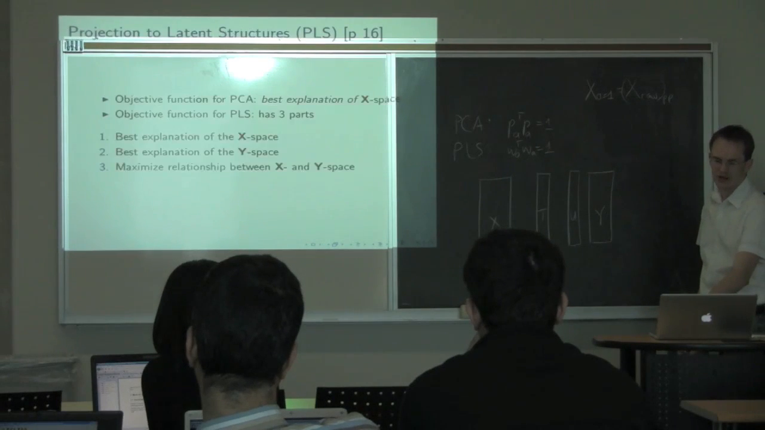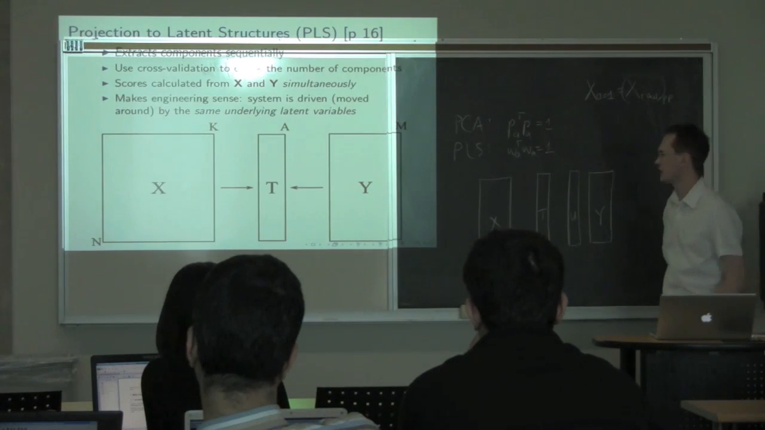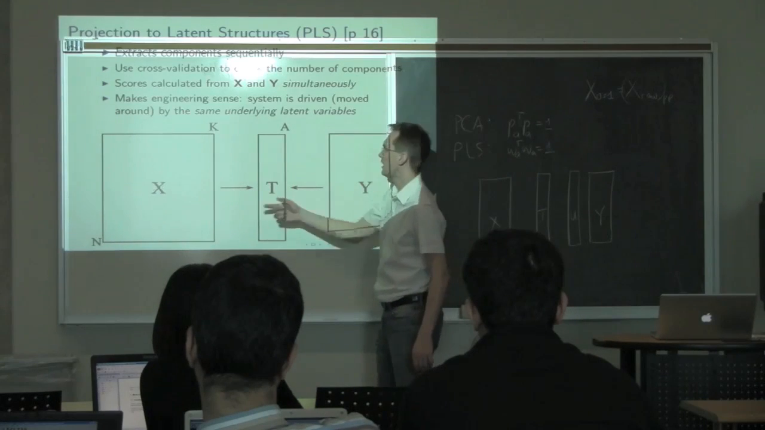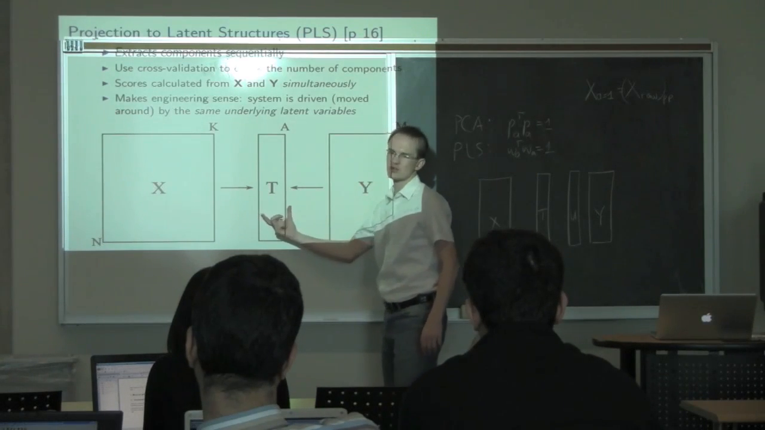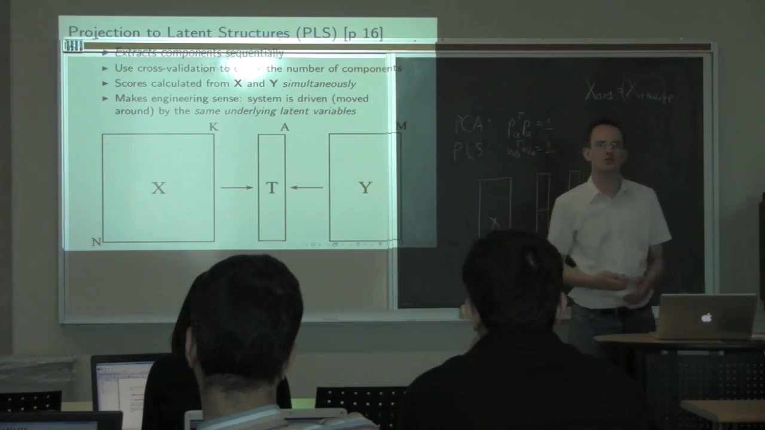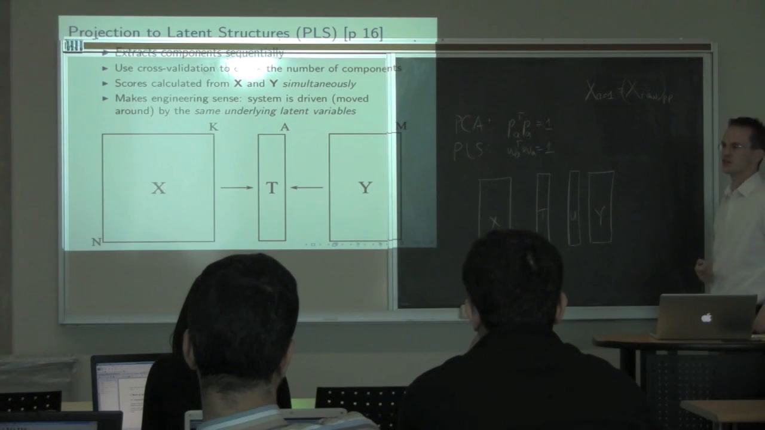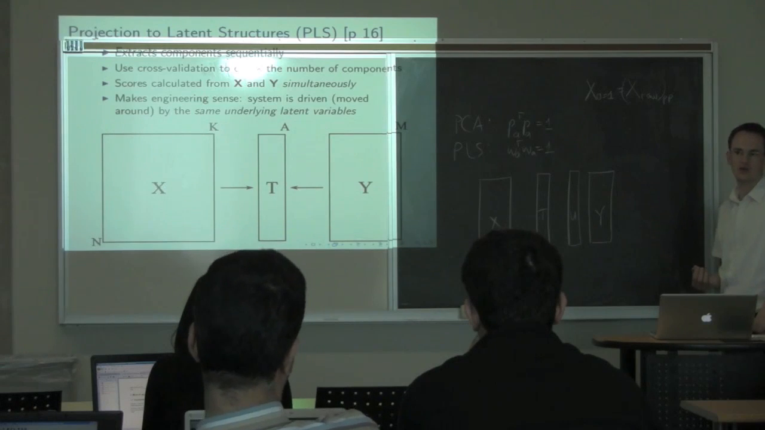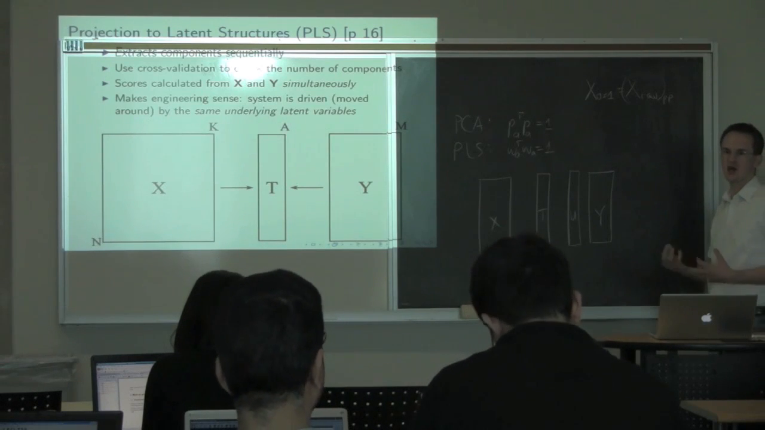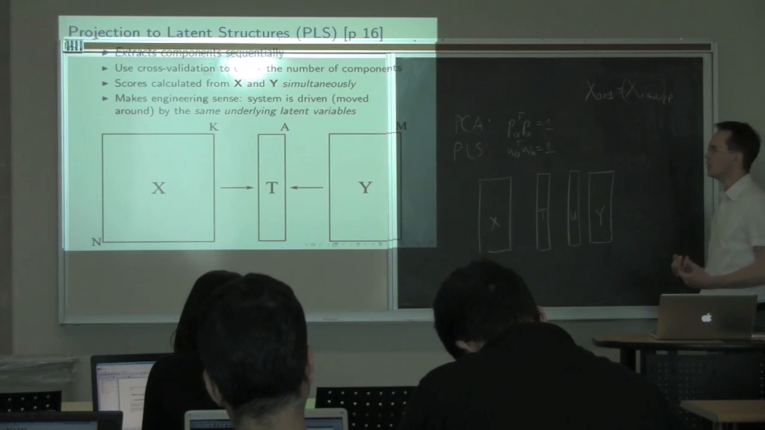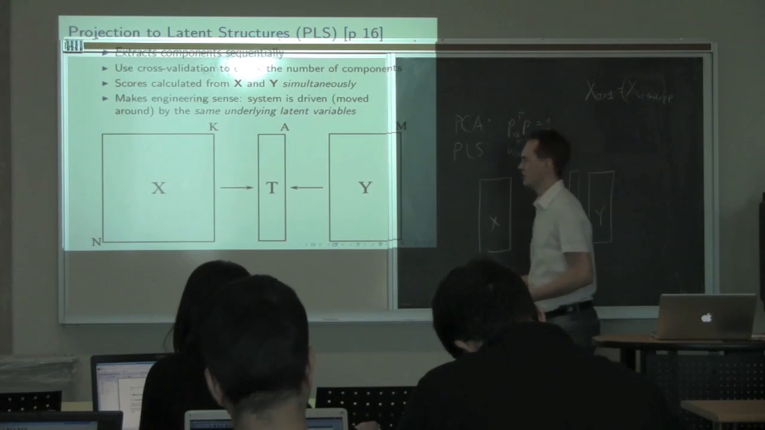So earlier on when I had this up here and I said we're calculating T's from X and Y, I said that we're calculating a single set of scores. I was kind of lying to you, because we're not really calculating one set of scores. We're actually calculating two sets, T's and U's. But we really don't focus too much on the U's in PLS. Because they have such high correlation with the T's, we're really only concerned with one of them.